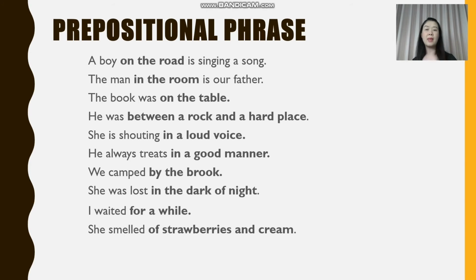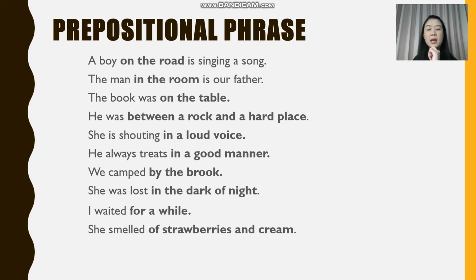Next one, the man in the room is our father. So in and then the room. So you can see the patterns like this along the way until the last examples. And we use in the room to modify the man. Okay. The book was on the table. So on the table, that is the prepositional phrase, and we use that in order to talk about the book, to modify the book, and it's used right after the verb to be, exactly the same as an adjective.